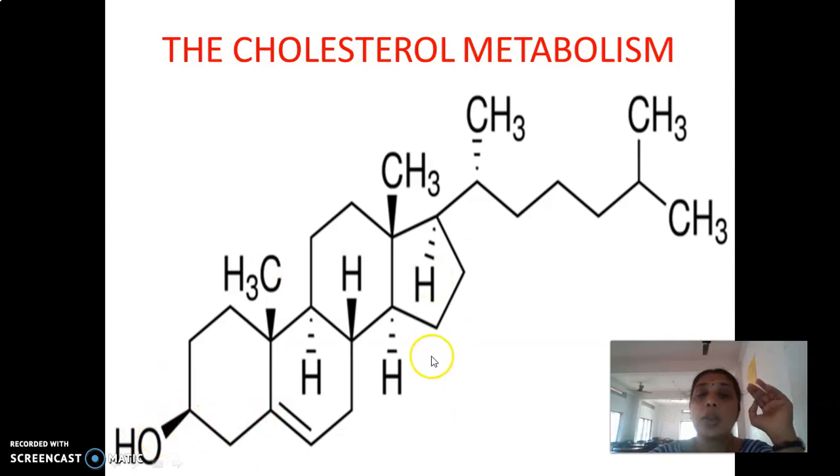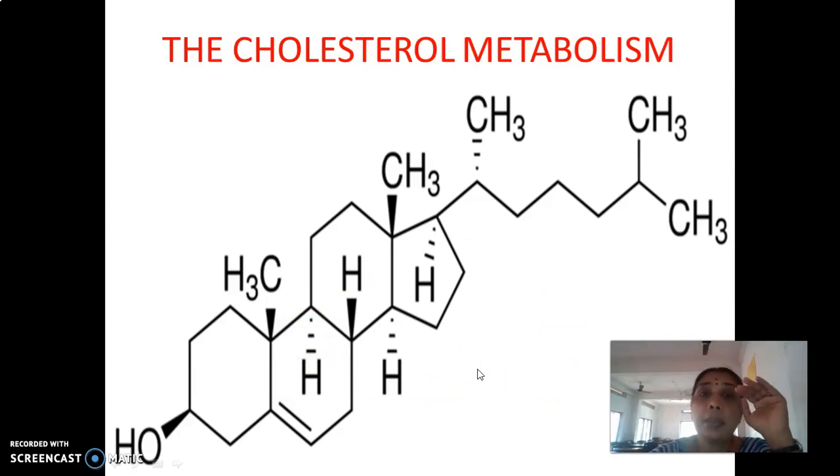Such a cholesterol we call a free cholesterol, and it is amphipathic in nature because the OH group is polar. Even though the ring system and all the remaining carbon atoms are non-polar, the OH group present on the third position of the cholesterol molecule makes it partially polar. So it's an amphipathic molecule like a phospholipid. This is one form of cholesterol seen in the body, the free cholesterol.